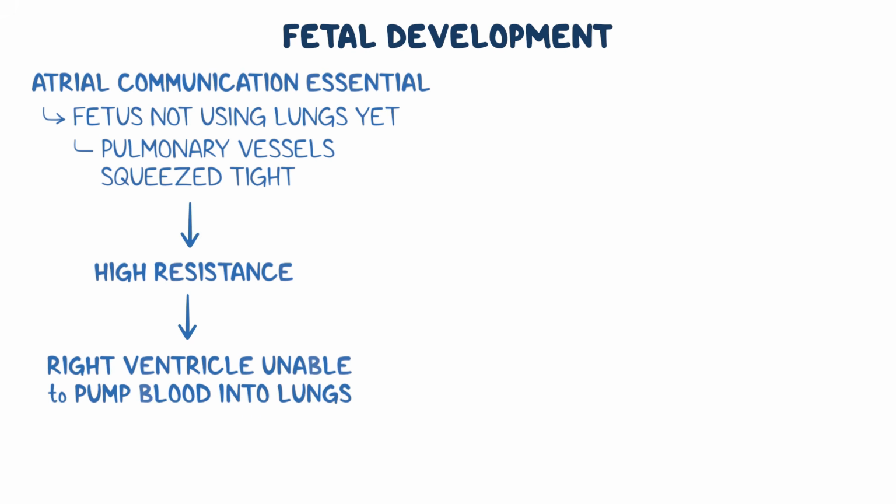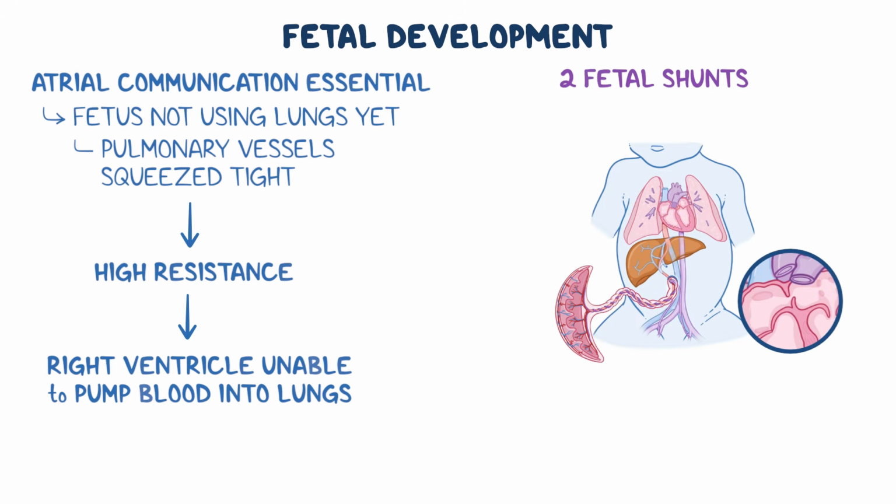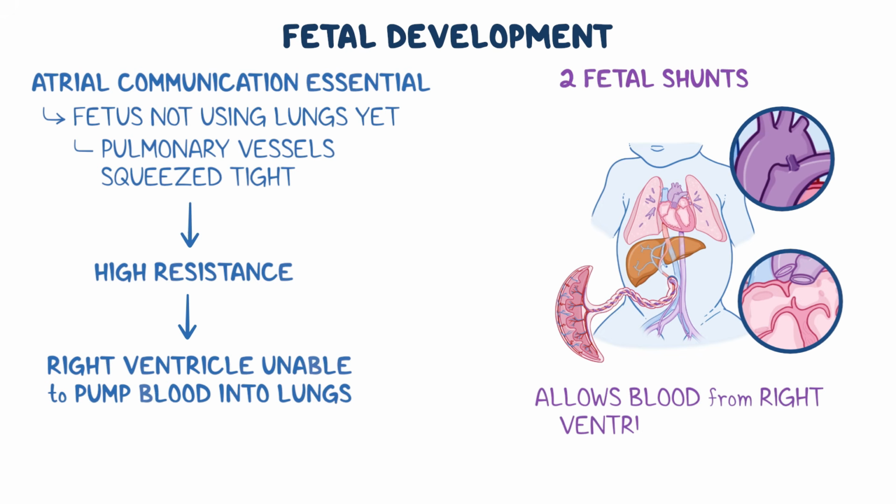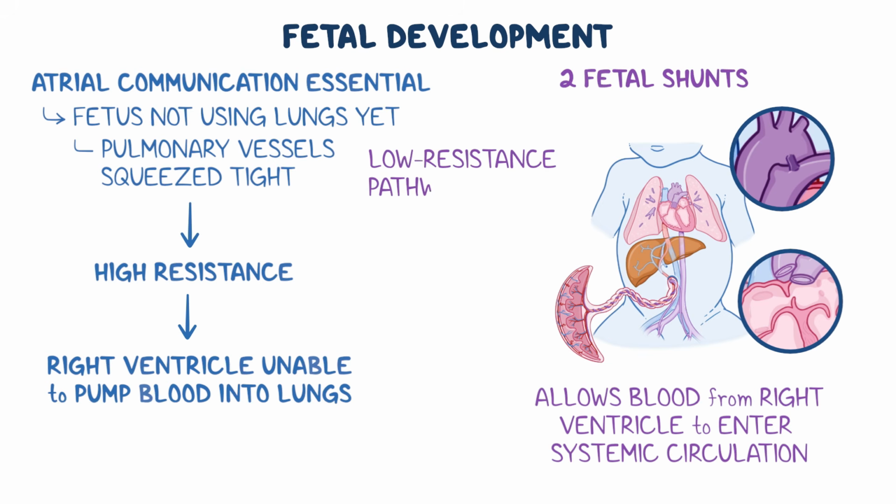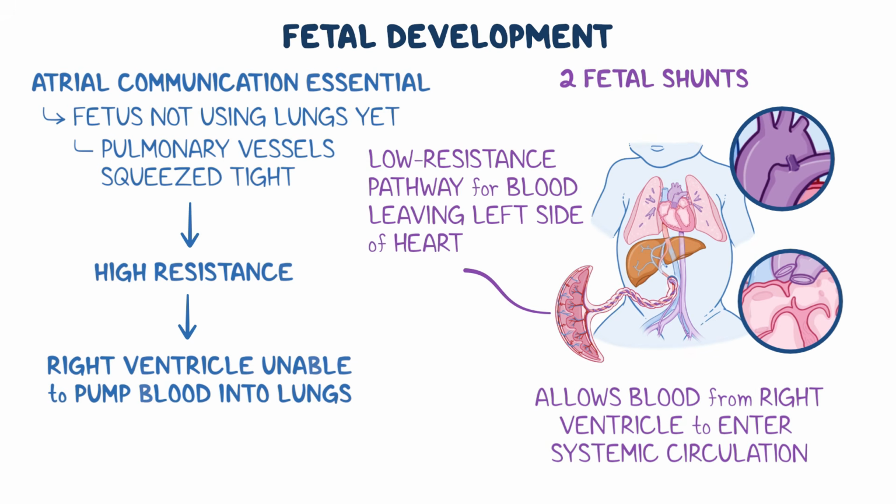Instead, the blood takes a detour through two fetal shunts. One of those is the foramen ovale, while the other one is the ductus arteriosus, which is a vessel that connects the pulmonary artery to the aorta. These shunts allow the blood from the right ventricle to bypass pulmonary circulation and enter systemic circulation. At the same time, the placenta provides a low-resistance pathway for blood leaving the left side of the heart, so the left ventricle doesn't need to generate much more pressure than the right.